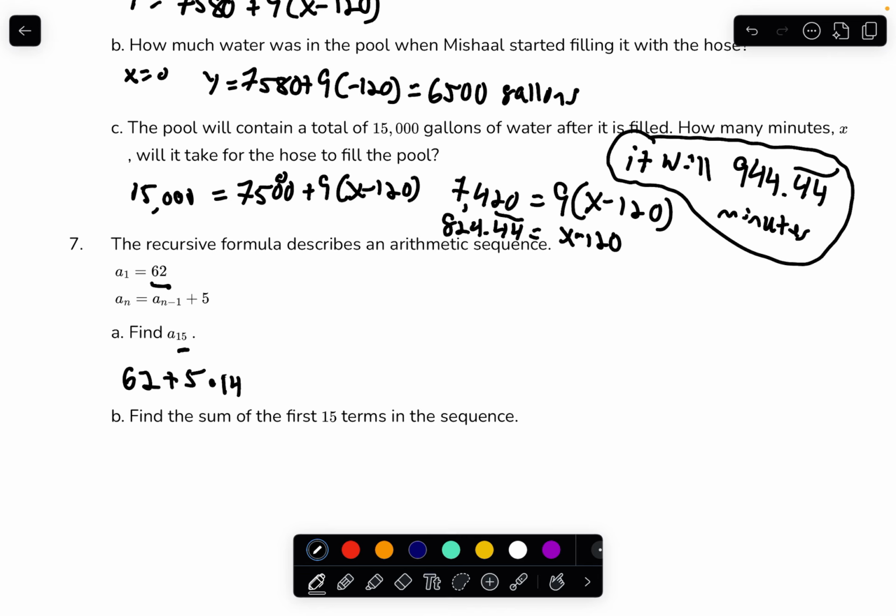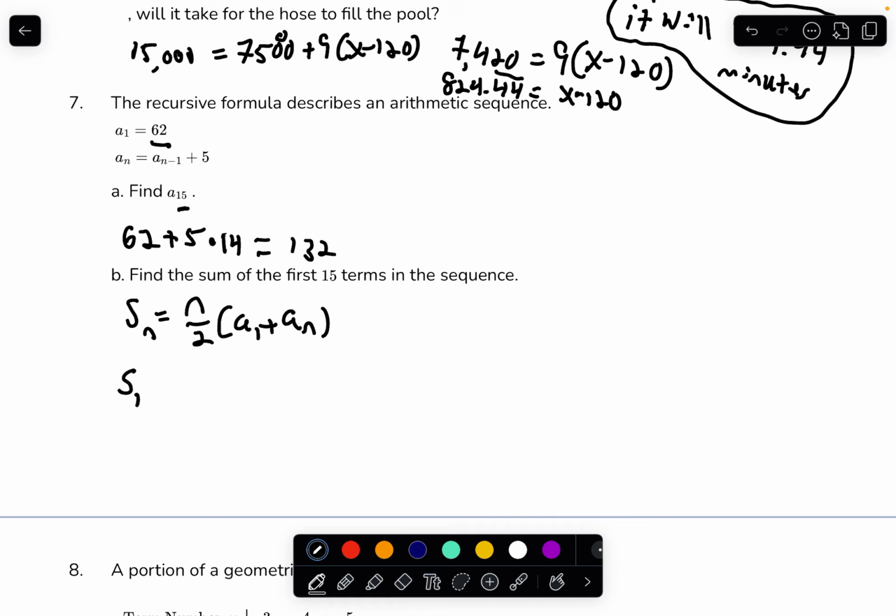So it'll be 62 plus 5 times 14, and that works out to be 132. Now it says find the sum of the first 15 terms in the sequence. Well, the sum of the first n terms, this is the formula. I'm just writing it in here, but you will be given this on an equation sheet.